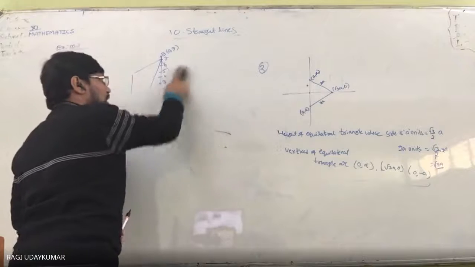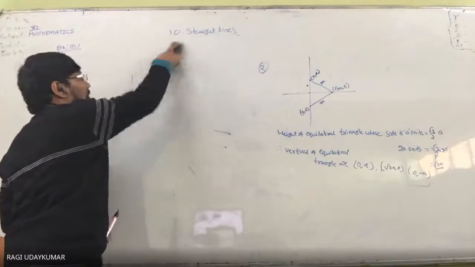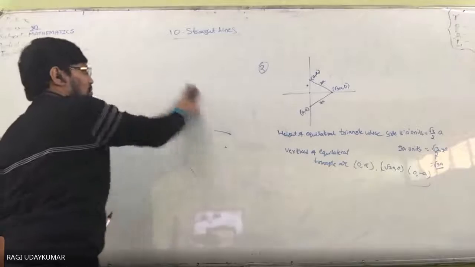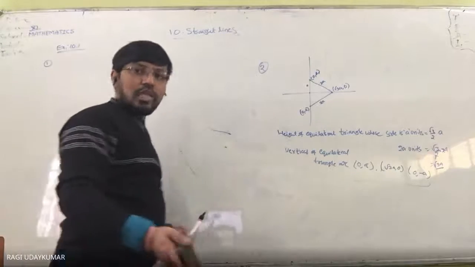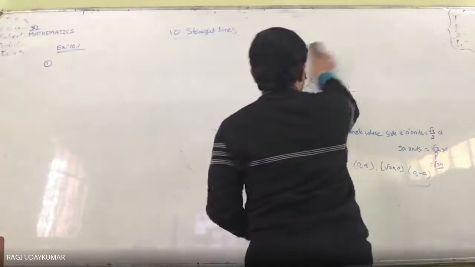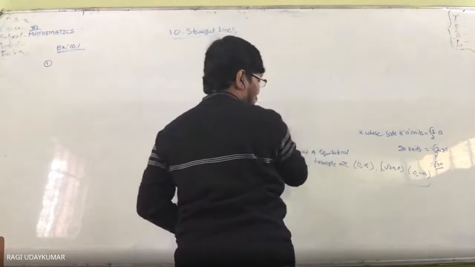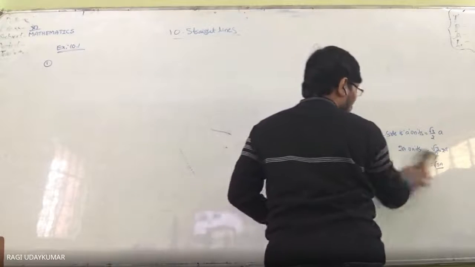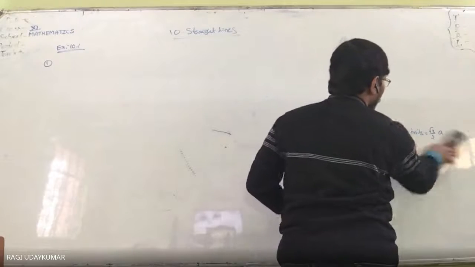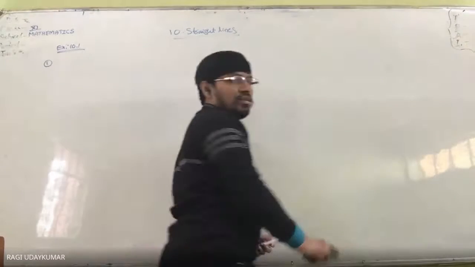If the line is parallel to the x-axis, y coordinates are equal. You see that any point you take into consideration, you are going to get the same point. So x-axis parallel is nothing but y coordinates are equal. Y-axis parallel is nothing but x coordinates are equal. And we are asked to find out the distance.